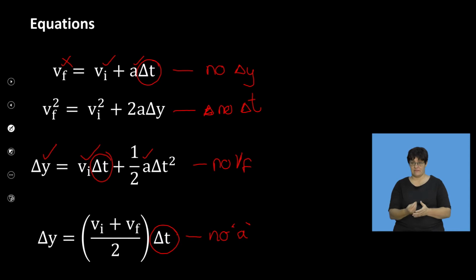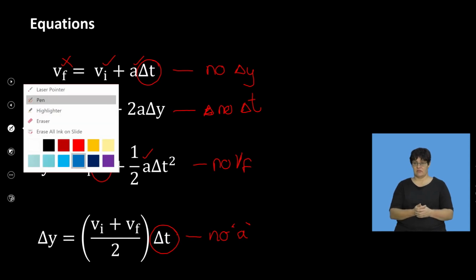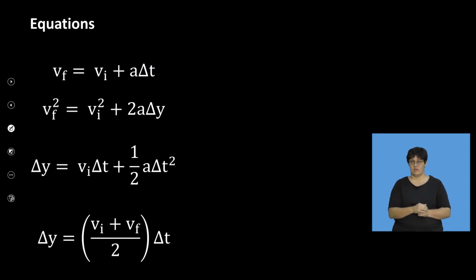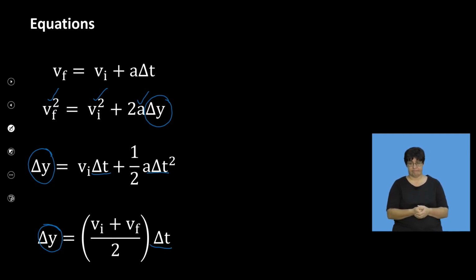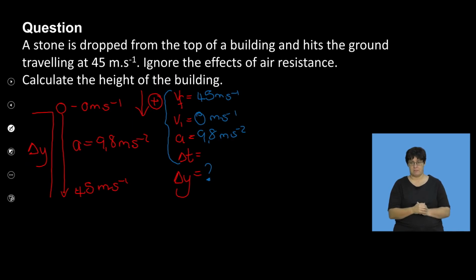We had, all right, let's just get rid of everything I've got here. So we had Vf, we wanted delta y. Okay, so I want delta y, there's delta y, and there's delta y. I know Vf, great. I know Vi, great. And I know A. Oh, look, that would be the most logical equation. I don't know delta T, I don't know delta T, I don't know delta T. Equation chosen. So let's go back.